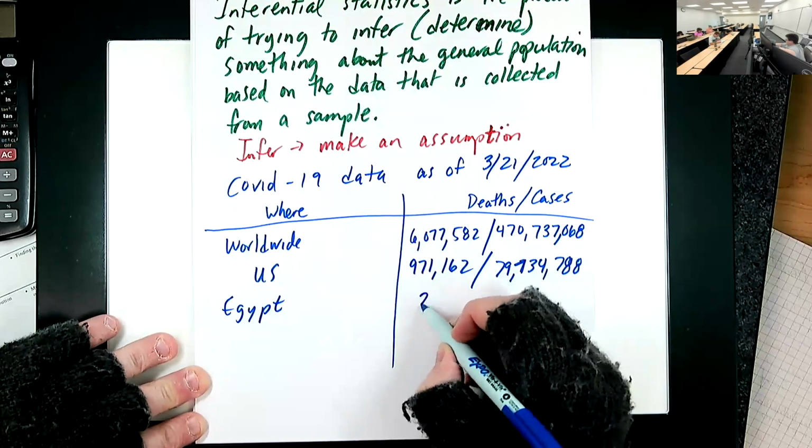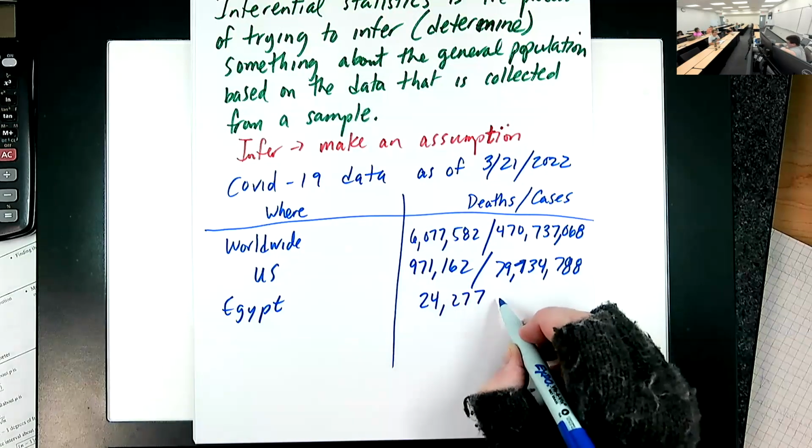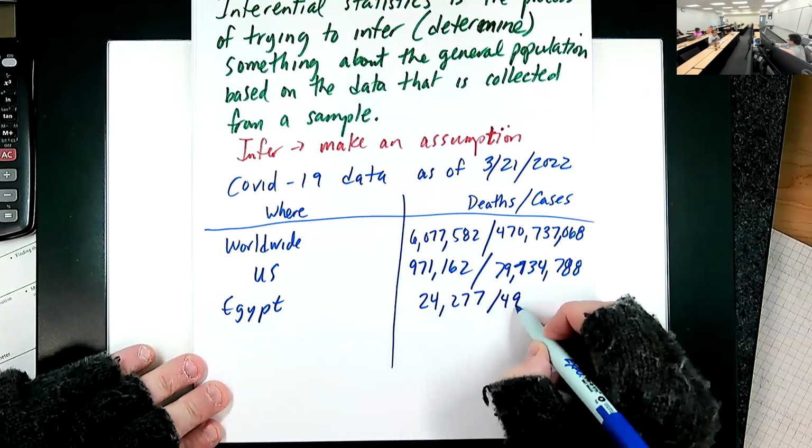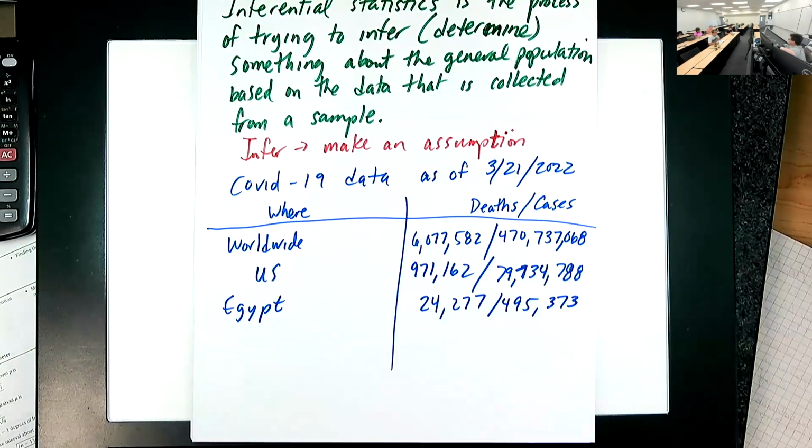Egypt had only 24,277 deaths. But the number of cases was only 495,000. Remember, Egypt's a lot smaller country than us.